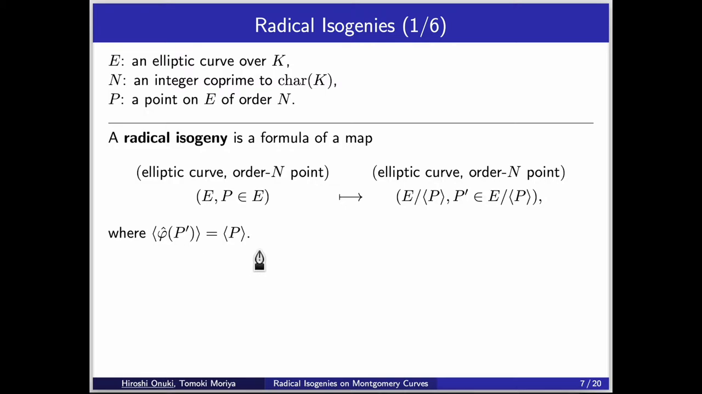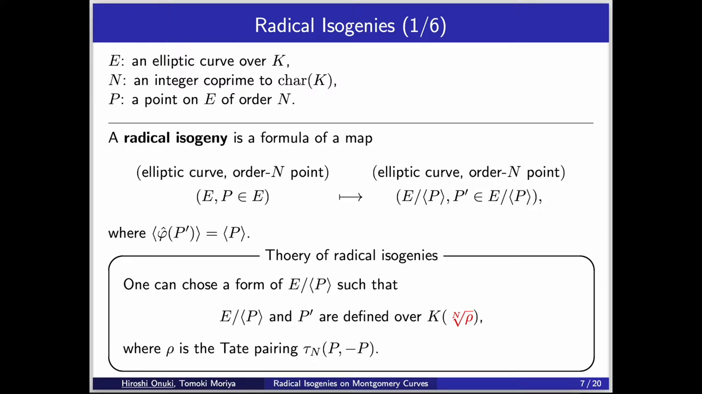I'll explain the meaning of this condition in the next slide. The theory of radical isogenies says that one can choose a form of E over P and P prime that are defined over K of an nth root of rho, where rho is the Tate pairing of P and negative P. If you don't know what the Tate pairing is, it's not a problem. The important thing here is that the value rho can be efficiently computed from E and P.